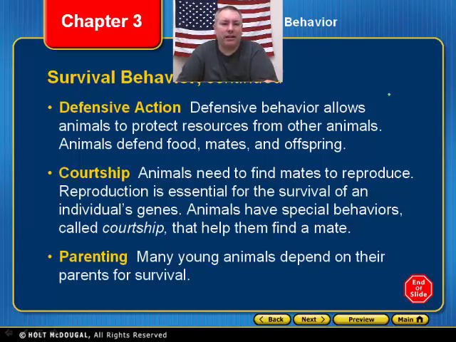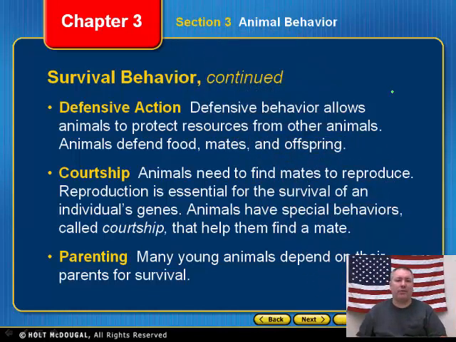All right, next is parenting. Many of the young animals depend on their parents for survival. Remember, these are all survival behaviors. So parenting, the animals have to depend on the parents to help show them how to do things. A lot of animals, the offspring stay with the parents for anywhere from a couple months through a couple years. And for you guys, you stay with your parents until you're 18, and the parents are always teaching you how to become better people, or at least they should be teaching you how to become a better person. All right, that would be the end of our survival behavior.